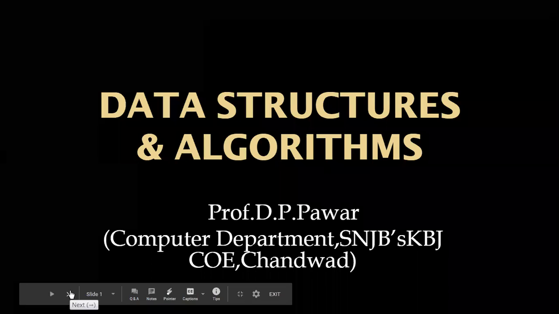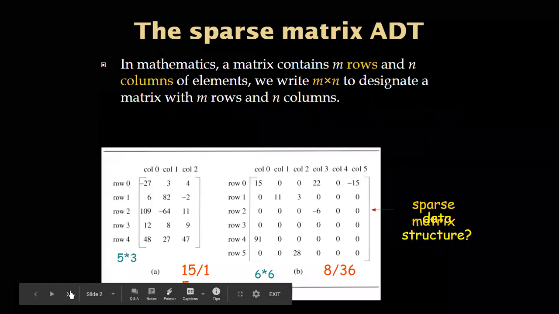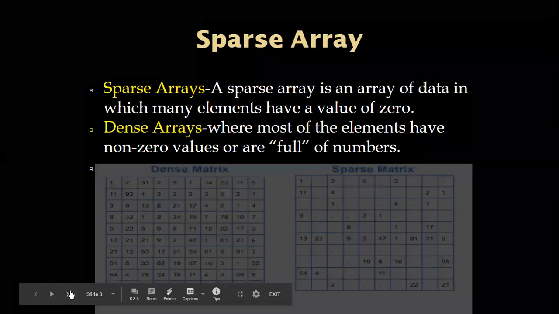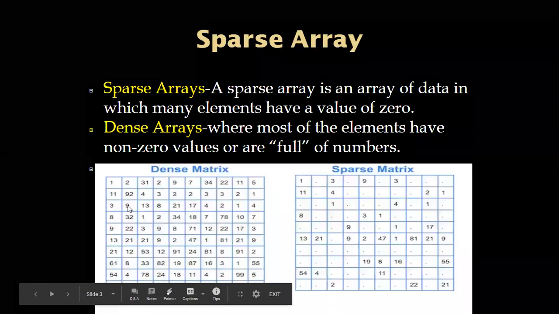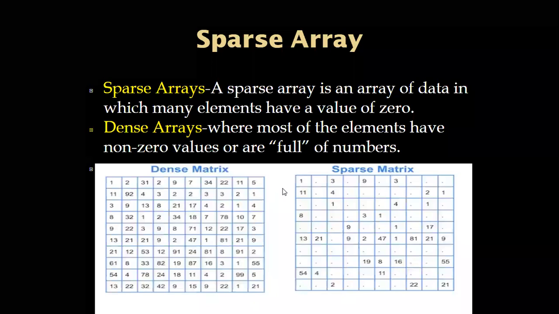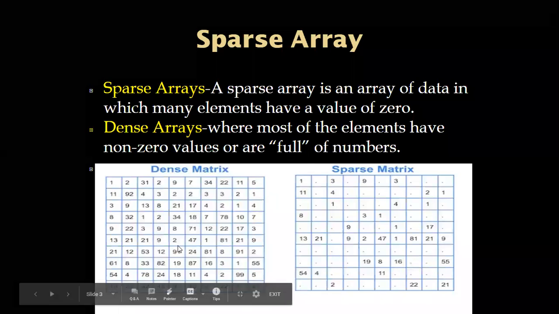So previously we started the concept of what a sparse matrix is. We have seen the difference between a sparse array and a dense array. A sparse array is data in which many elements have the value zero. A dense array is one where most of the elements have non-zero values. This is the difference between dense and sparse.